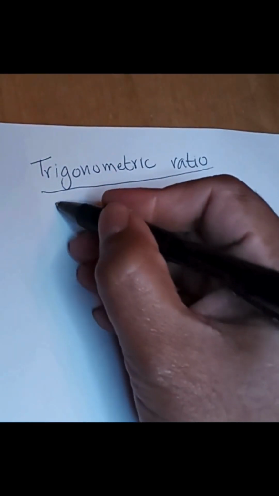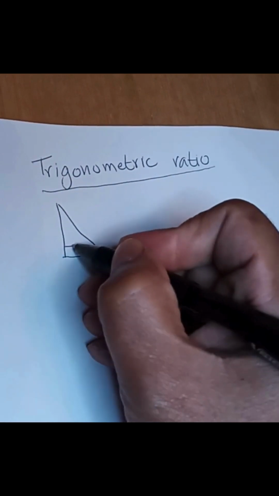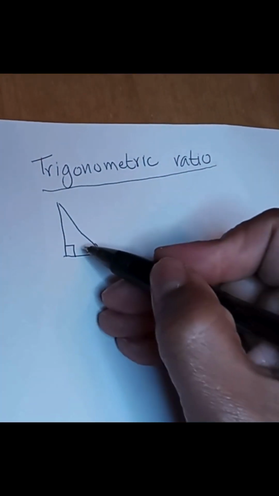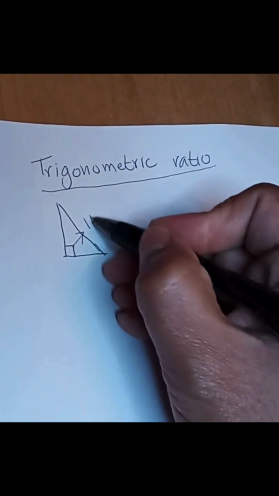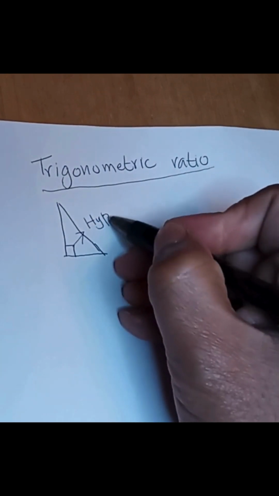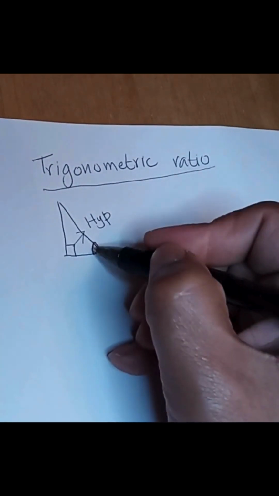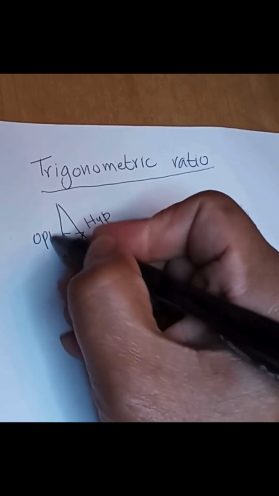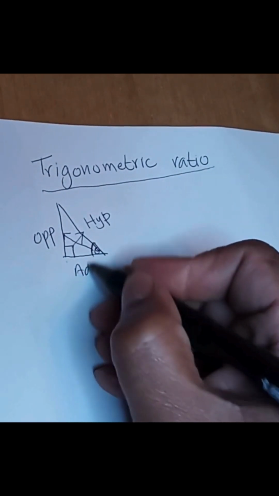So let me remind you first of all, we can always use trigonometric ratios when we have a right angle triangle. And then we need to decide the opposite of the right angle, what this side is called, that side is called hypotenuse, right? And the opposite of this angle, let's say this angle is theta, that's called opposite. And wherever we have two angles, you can say that this one is adjacent. So we have three sides now, yeah?